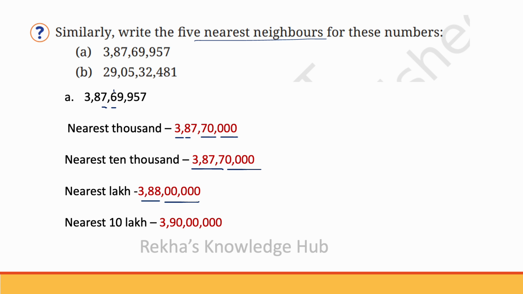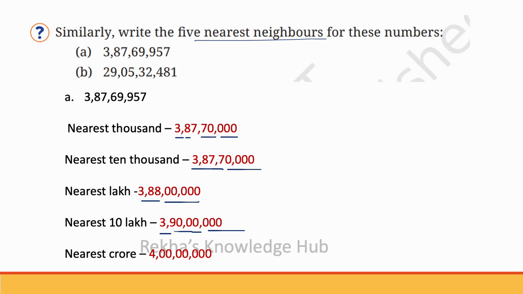The next one, nearest 10 lakh. At the 10 lakhs place we have 8. To its right we have digit 7. 7 is greater than 5. So add 1 to the 10 lakhs place digit. 8 plus 1 is 9. So 3, 9, 0, 0, 0, 0, 0, 0. Remaining digits are zeros.